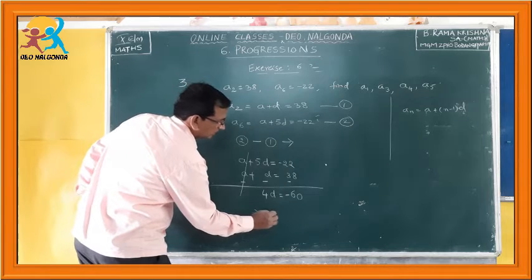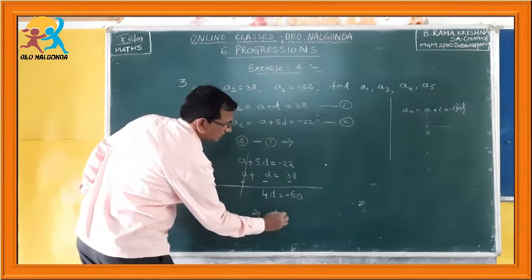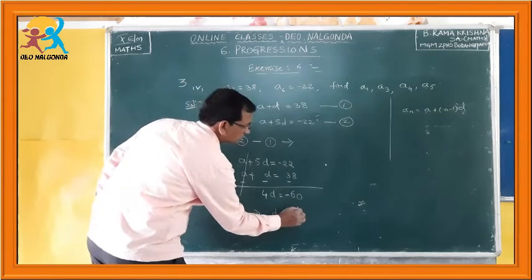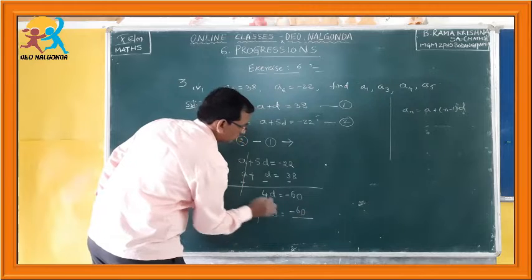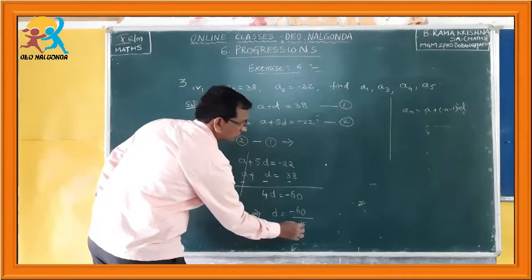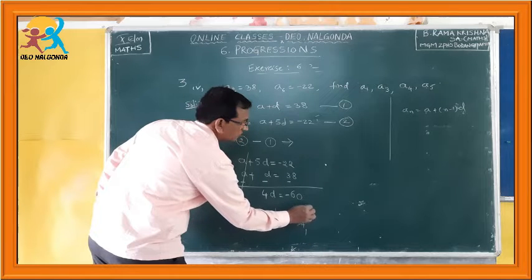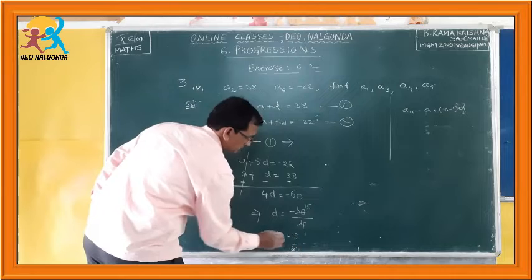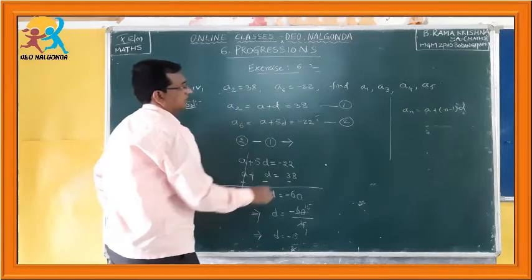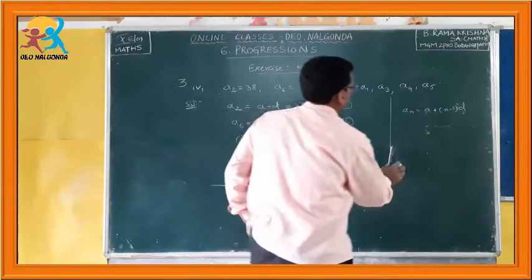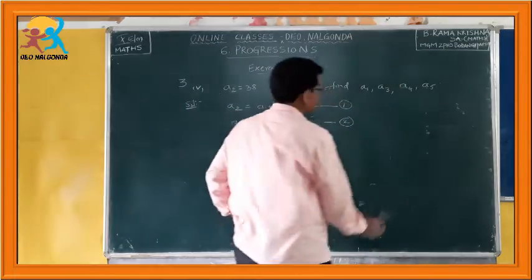From this you can get the value of d. So, d is equal to minus 60 by 4. If you transpose, it becomes divided by. Now, 4 15s are 60. d is equal to minus 15. Okay. So, we found the value of d.